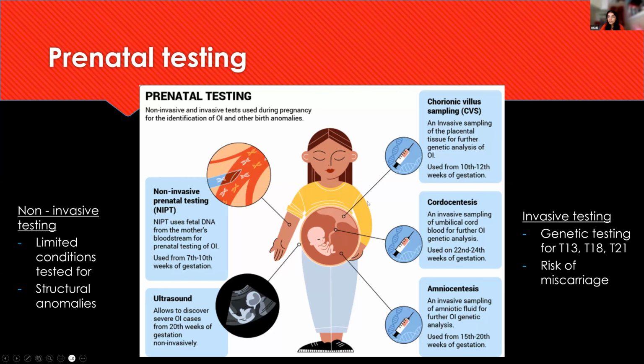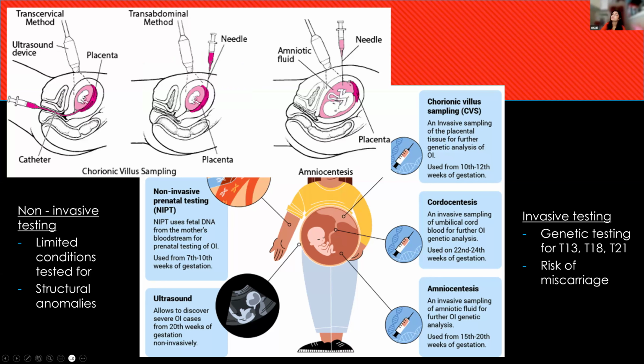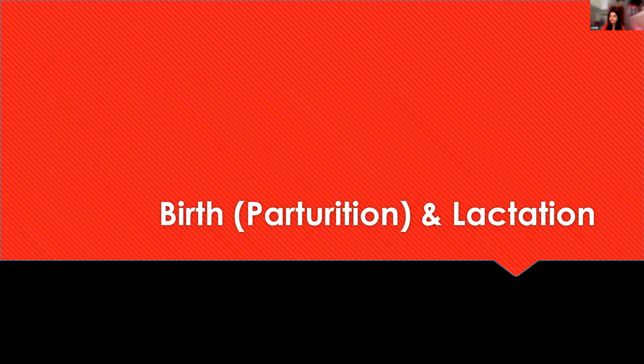Yeah, very interesting. So here's a little bit more about the invasive testing. And you can see like where each of the samples are taken from. And hopefully this helps us understand why there is an associated 1 to 2% risk of miscarriage. Okay, so I understand I'm going really fast, but hopefully it's just a whistle-stop tour and you can click through the slides later. But now we're going to talk a little bit about birth or parturition.